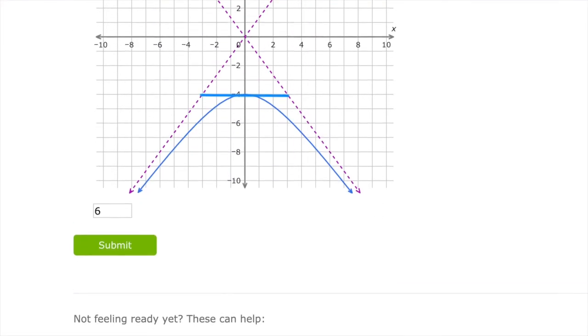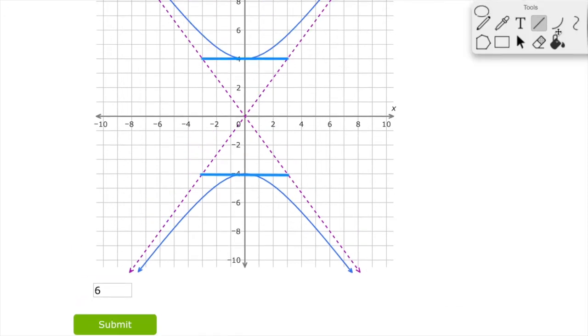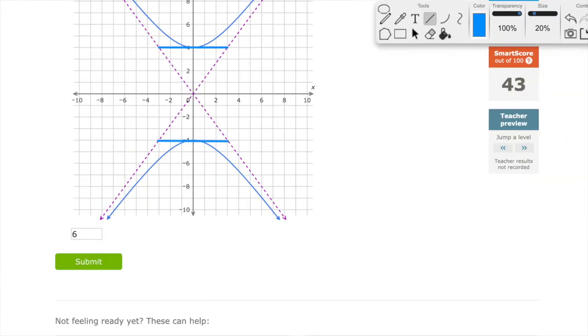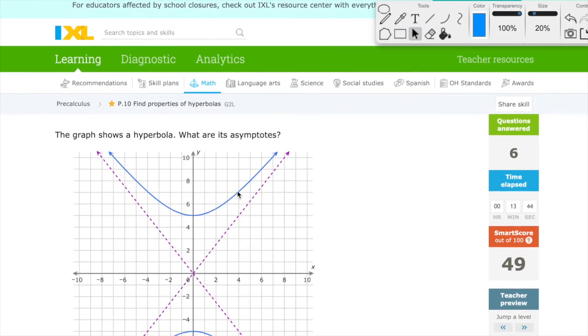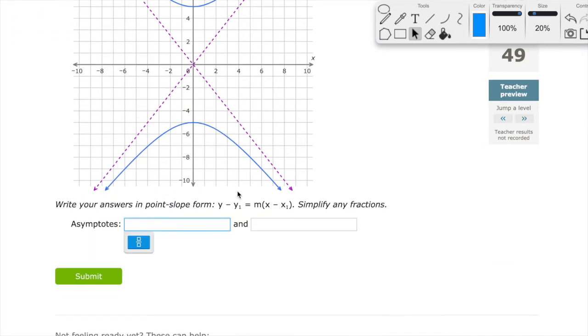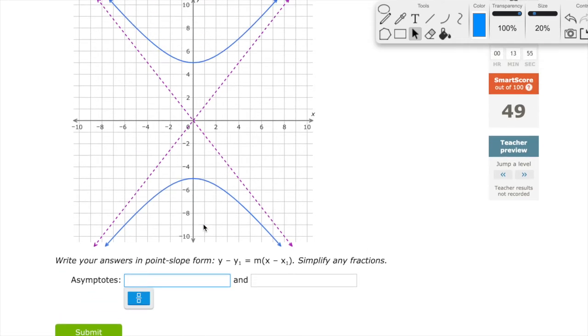Okay, so let's bring that back. There we go. 6 should work here. Terrific. What are its asymptotes? Okay. For this one, we're putting in equations, I believe. Point slope form. Okay, that's a little bit different from the book.